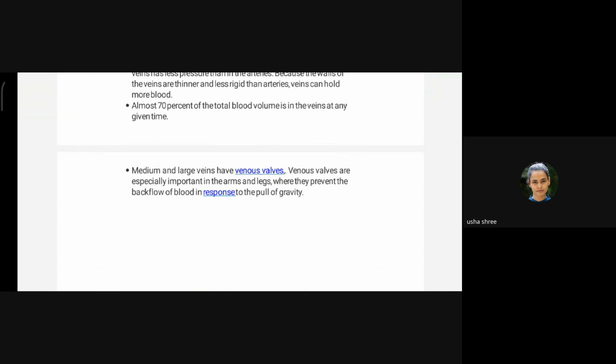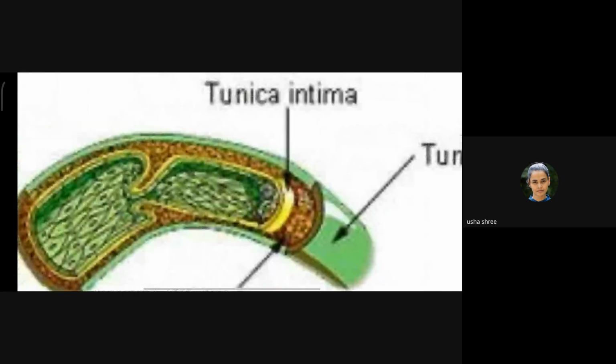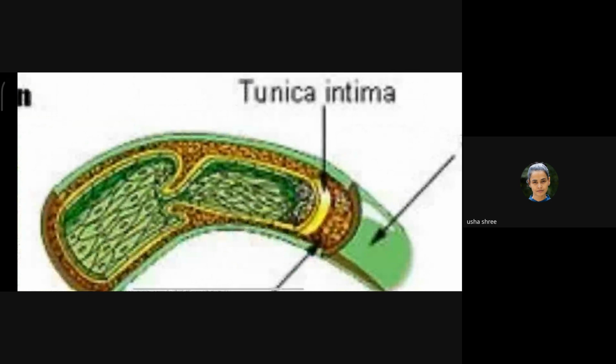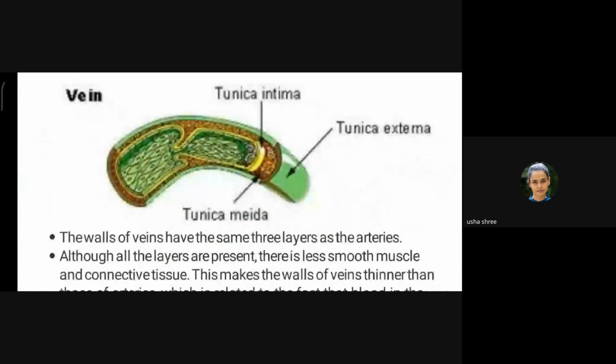You can see these valves in this picture. Here is a valve, a door-like structure. So it is a valve present in a vein. This type of valve prevents the backflow of blood due to the pull of gravity.